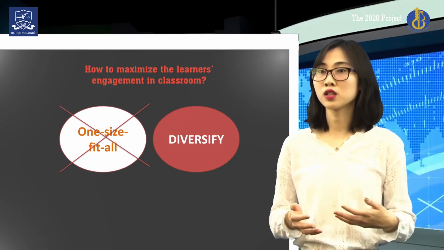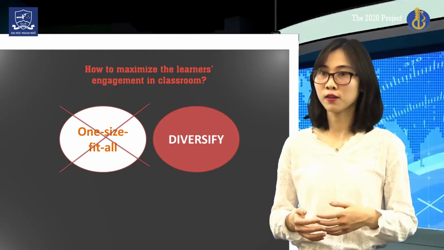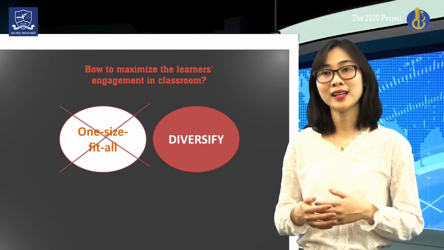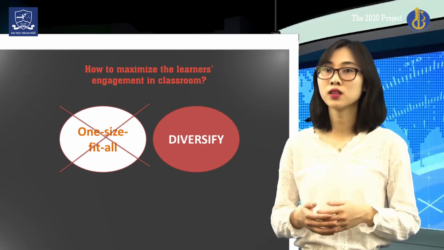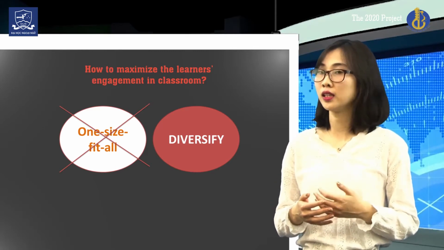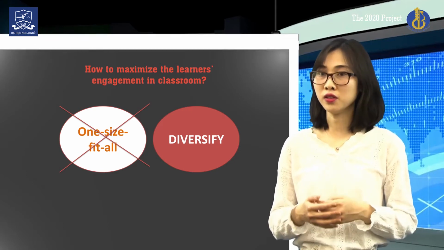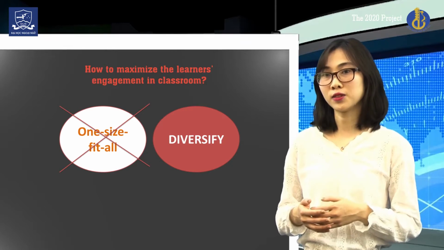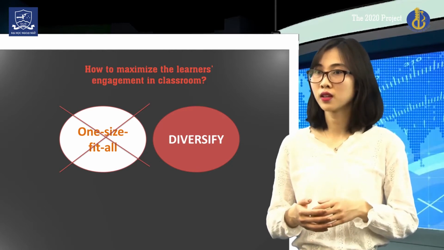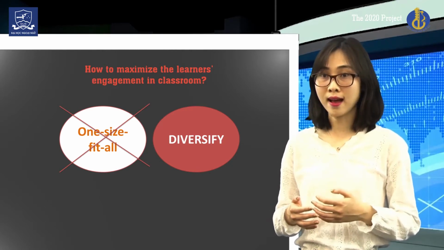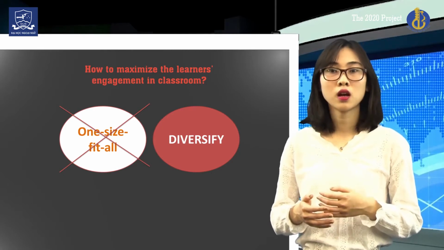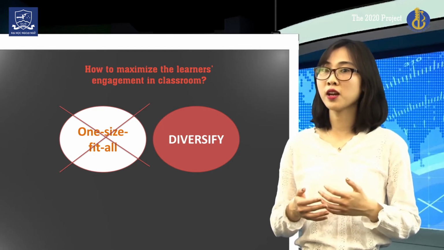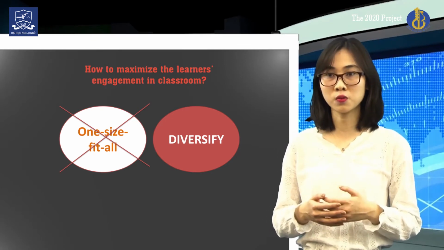Now that we have understood who our students are, we should move on to the next step, which is planning out what to do in class to maximize the students' engagement, no matter how different they are. Since the uniqueness of each learner is confirmed, the one-size-fits-all class, or in other words, a class in which every student is treated and taught the same way, is no longer suitable.